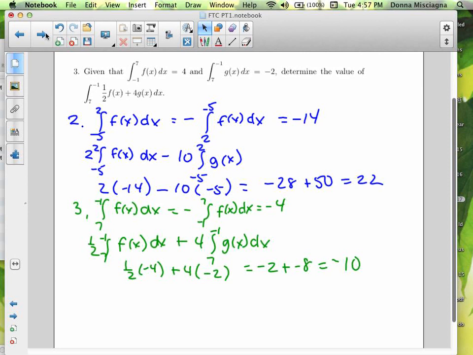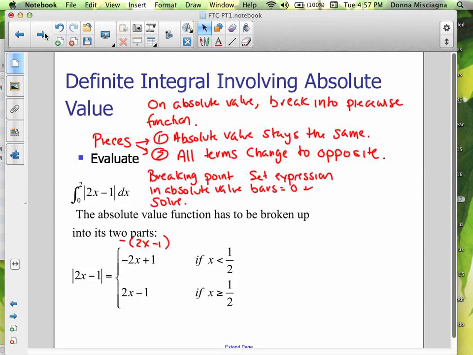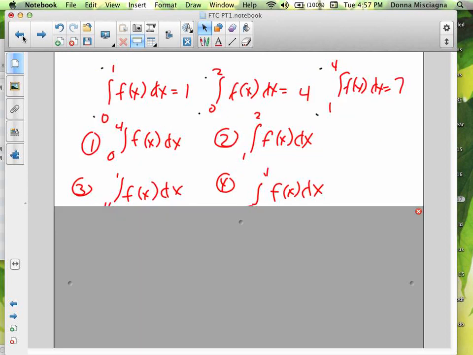All right, we have a little bit more time. Let's see if we can do another problem. So here we have a couple more, just the properties. I think this is going to be the last page I do, and tomorrow in class, definite integrals involving absolute value, because that's very important to know how to do.